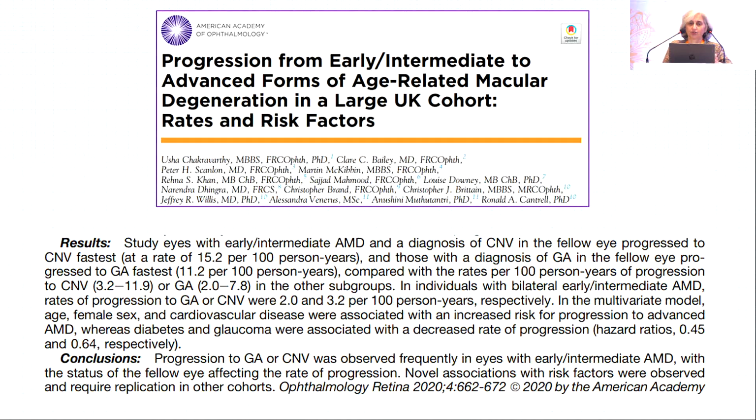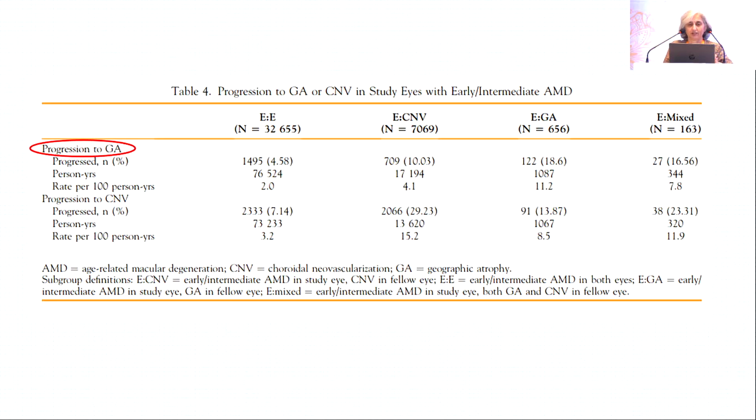This was a large UK-based cohort, which also told us about progression from early to intermediate to advanced forms. And they found that the status of the fellow eye also influences the rate of progression. One eye with GA, you know the other eye is going to go in for GA. And this was their table.